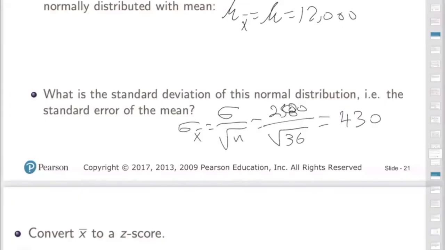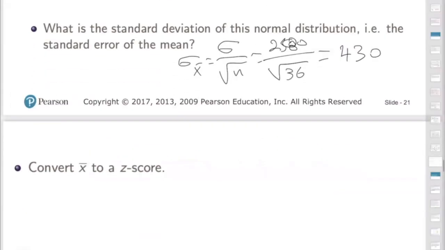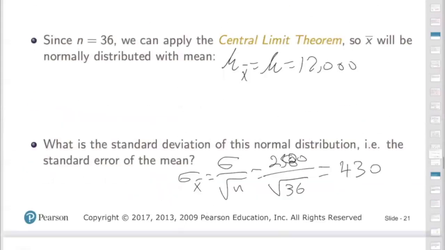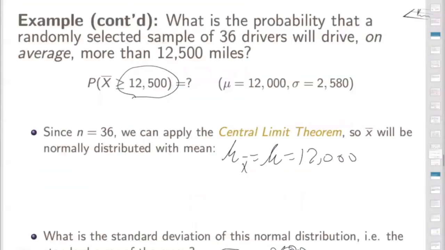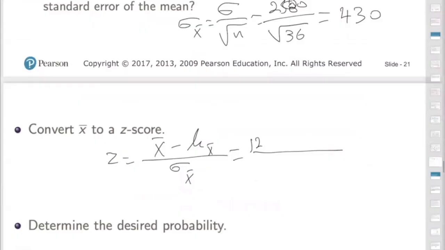Now, convert x bar to z. Do you remember? Z is equal to what? X bar minus mu x bar divided by sigma x bar. We already calculated that. So x bar here is 12,500 minus the average, 12,000, sorry, I said 1,000. And the standard deviation of x bar is 430. So now z is equal to what? Use the calculator again.